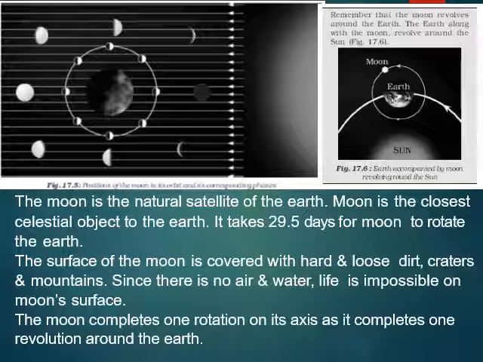The surface of the moon is covered with hard and loose dirts, craters and mountains. Since there is no air and water, life is impossible on moon's surface. The moon completes one rotation on its axis as it completes one revolution around the Earth.